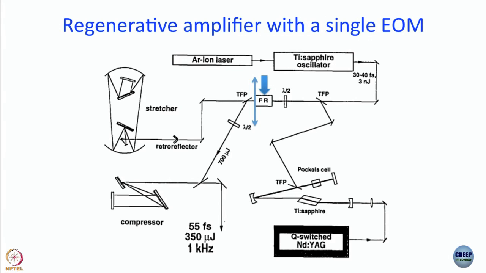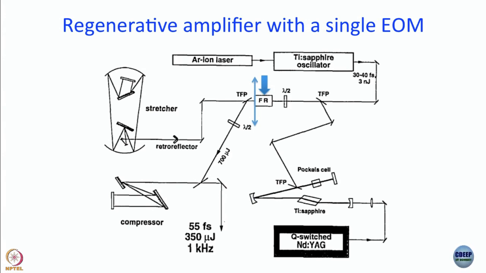Okay? That will be determined by the polarization. This thin film polarizer is once again set to vertical. Okay? So, vertical polarization will go through, and if it goes through, then it goes to the stretcher and gets stretched. However, if this was horizontally polarized, it would be reflected by this thin film polarizer and would go into the compressor. That is what happens after amplification.